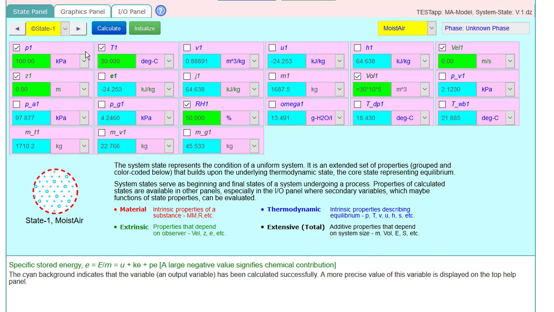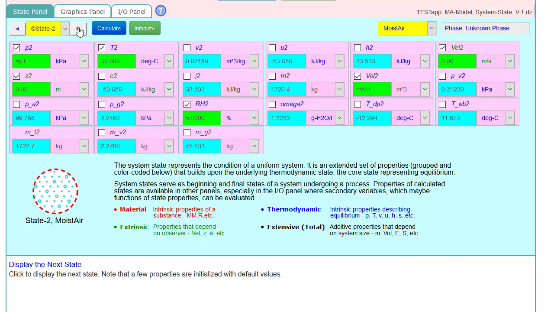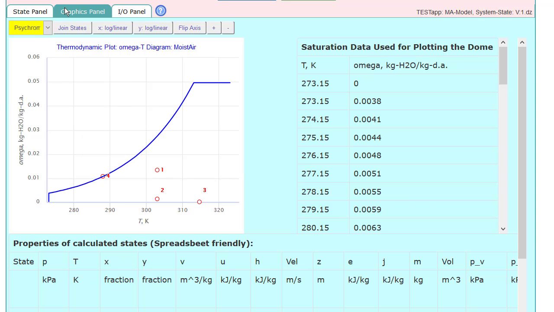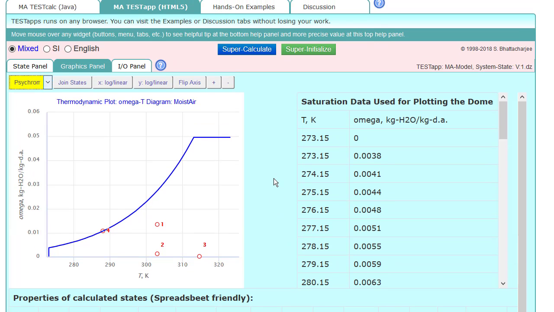State 1, it was 22.76. State 2, 2.28. 0.40 and 19.3. Now it asked us to plot this on a psychrometric plot, which when you go to graphics panel, that's the only option. So there it is. All of them are plotted for you. I believe in the future you'll be able to change the axes to different units like Celsius for the x-axis, but I'm not sure. Probably in future versions of TESTcalcs, or I'm just missing where that button is.